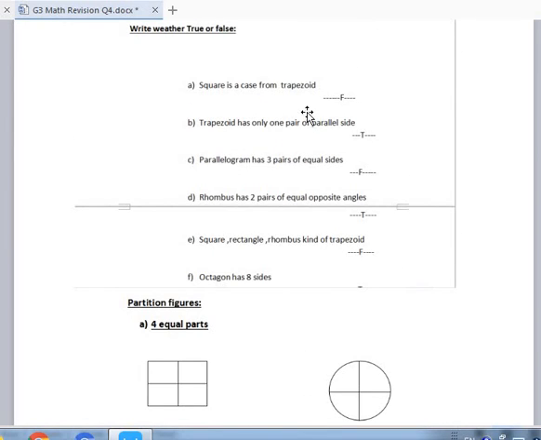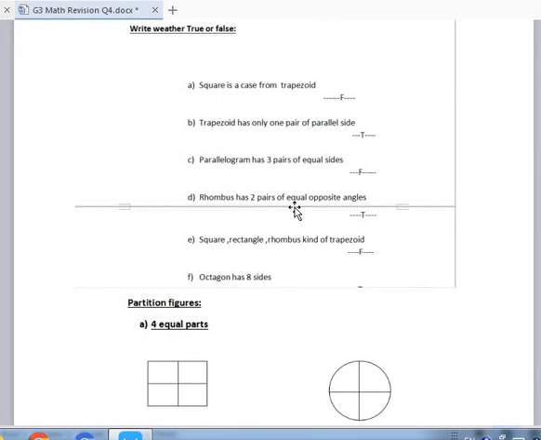True or false? Square is a case of trapezoid. Yes or no? Of course not. False, because in the square, all sides are equal in length, and each 2 opposite sides are parallel, while the trapezoid has only 1 pair of parallel sides. Trapezoid has only 1 pair of parallel sides? Of course yes. Parallelogram has 3 pairs of equal sides? No, of course not. Parallelogram has 2 pairs of equal sides.